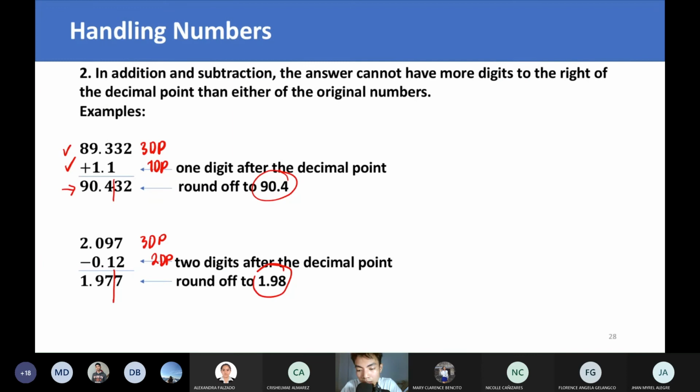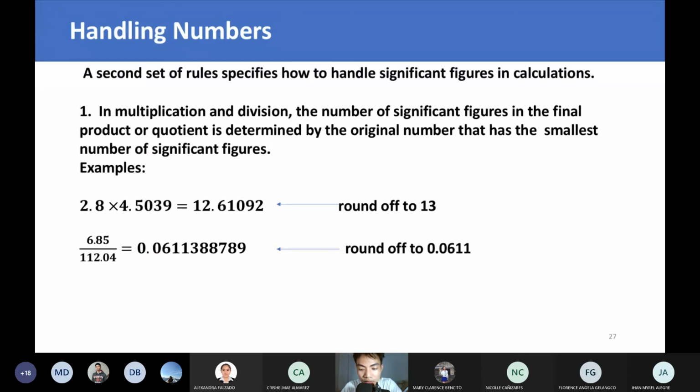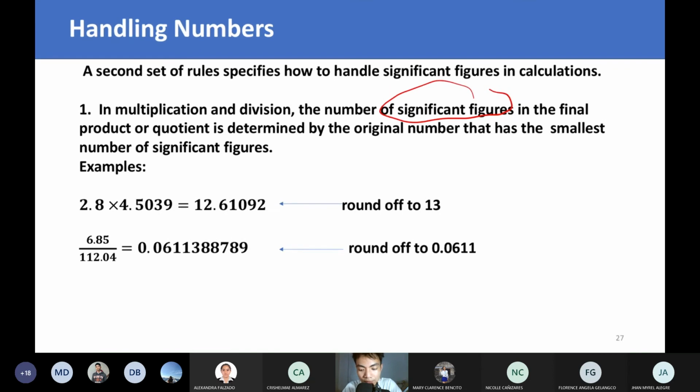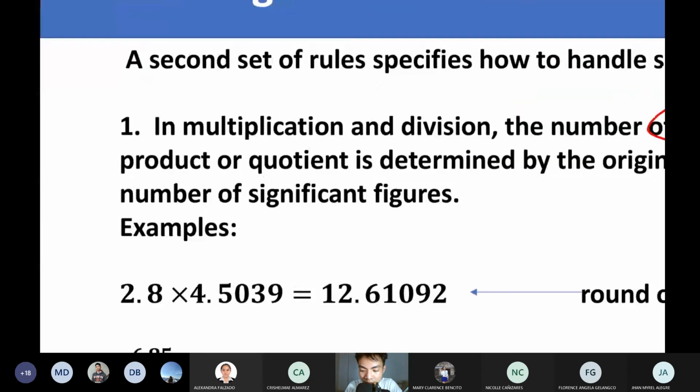Okay tayo doon. Pag multiplication and division naman, in terms of significant figures naman. Okay? So kung sino yung may least significant figures, yun yung susundin. Let's have this for example.